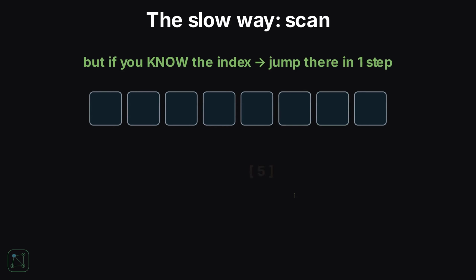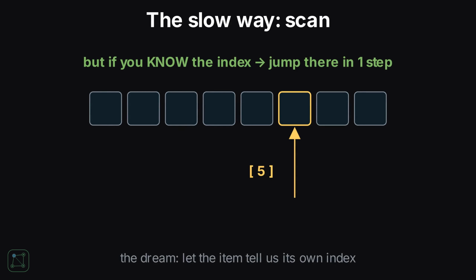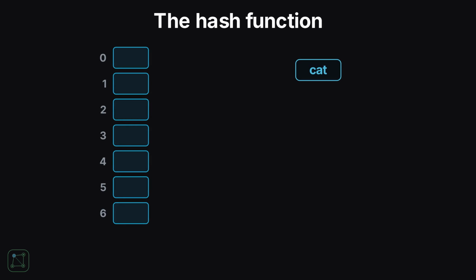But arrays have a superpower. If you know the index, jumping to slot number 42,000 is instant, one step, no scanning. So here's the dream. What if the item itself could tell us which index to look at? Then finding it would take just one jump. That's exactly what a hash function does.